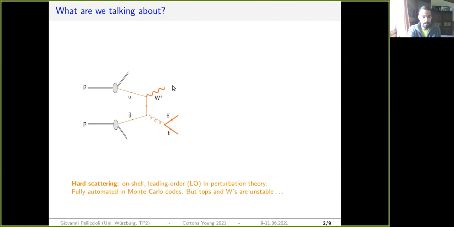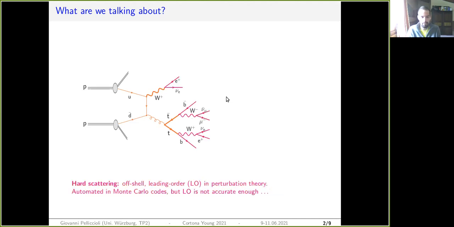This picture is definitely not enough to be realistic, because these particles are heavy and unstable. So we need to model their decays. And these are the typical decay products: charged leptons, neutrinos, and b quarks.